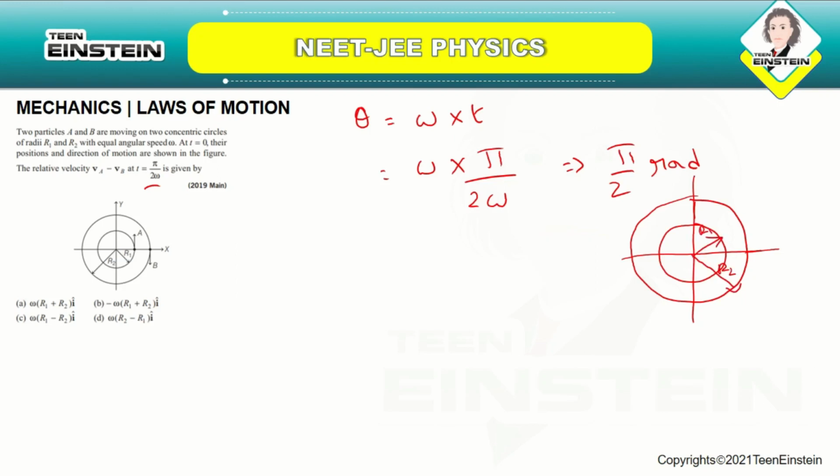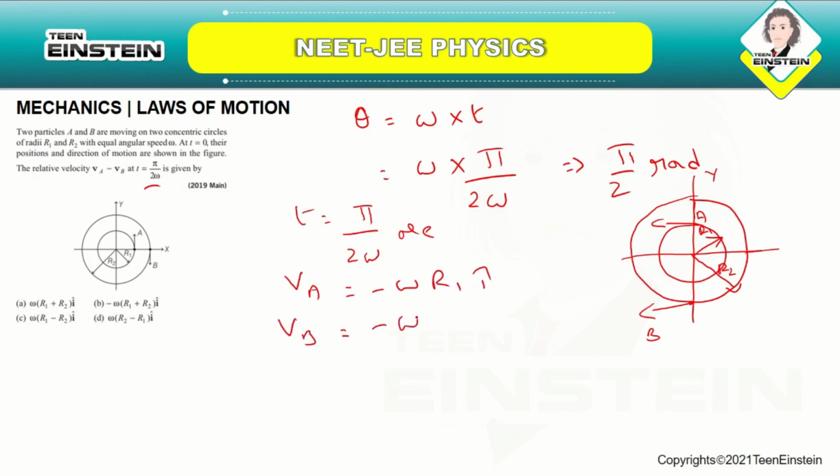So if R1 is here, B will be in this direction and A will be in this direction. So this is the y-axis, and here the velocities of the particles at t is equal to pi by 2 omega are Va is equal to minus omega r1 i, and Vb is equal to minus omega r2 i.